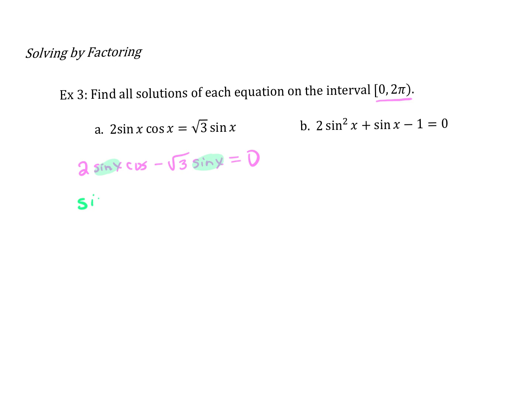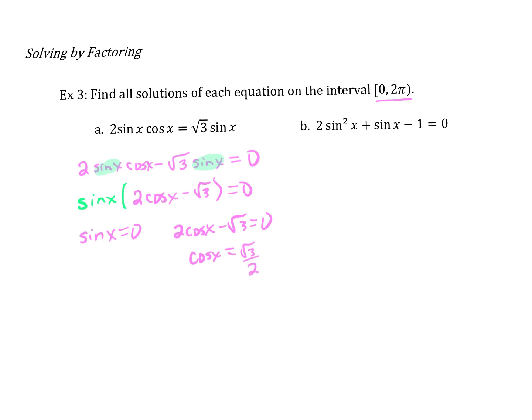And then if you notice, we have a common factor of sine x that we're going to factor out. When we do that, we get sine of x times 2 cosine of x minus the square root of 3, and that's equal to 0. Then we're going to set each of those factors equal to 0 and solve. So we get sine of x is equal to 0, and 2 cosine x minus root 3 equal to 0. We've got to solve for that still a little bit, so we add the square root of 3 and divide by 2. So we get that the cosine of x is equal to the square root of 3 over 2.